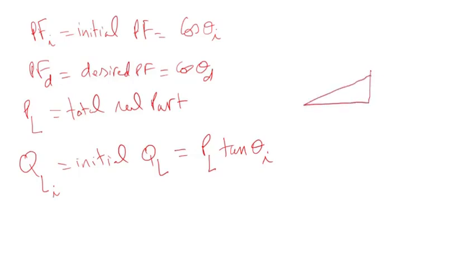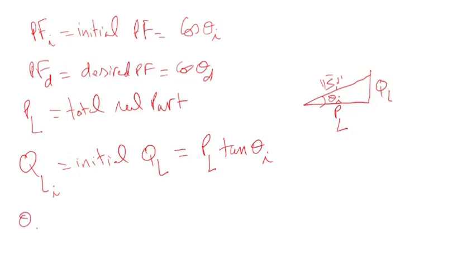So basically, if you draw the triangle, this is the real power, this is the reactive power, this is theta I, which is the initial angle, and this is the initial complex power. If you take tan of theta I, it is equal to QL divided by PL. So if you rearrange it, you can calculate QL equal to PL times tan theta I.